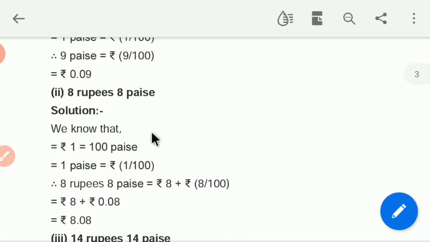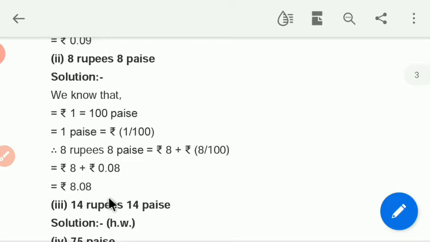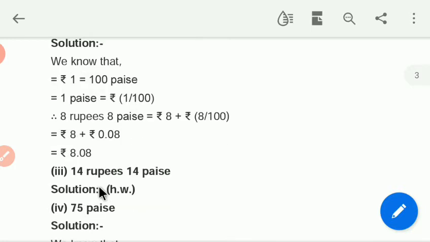Second one, 8 rupees 8 paise. Again we know that 1 rupee is equal to 100 paise. So 1 paise will be rupees 1 upon 100. Here 8 rupees is already given in rupees, so no need to change again. So we will write it as it is, rupees 8 plus. Now 8 paise we have to change into rupees. We know that 1 paise is 1 upon 100. So 8 paise will be 8 upon 100. Again, how many zeros are there? 2 zeros. It means after 2 numbers you have to put the decimal. So 0.08. Now both are changed into rupees. Now we can add. So 8.08.